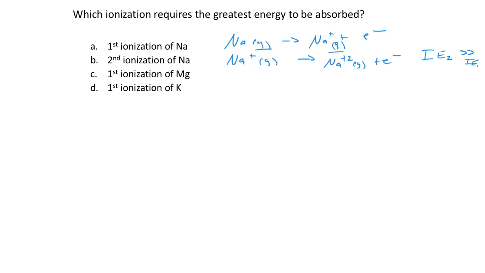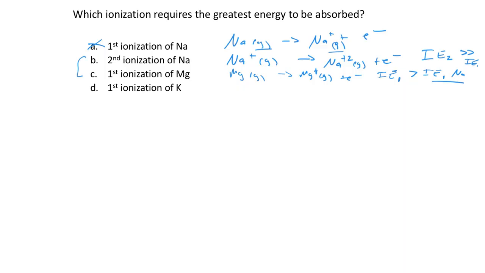If I look at the first ionization of magnesium, it would be magnesium gas going to magnesium plus gas plus an electron. This IE1 should be greater than the IE1 of sodium. So we can rule out that the IE1 of sodium here is the highest, because we know the IE2 is higher than the IE1 of sodium. And then we also know that magnesium's IE1 would also be greater than the IE1 of sodium. So we can certainly rule out that part A would be the lowest overall ionization energy.